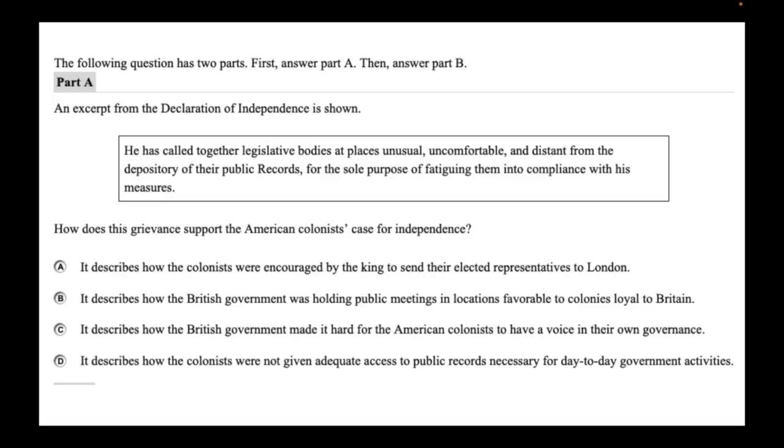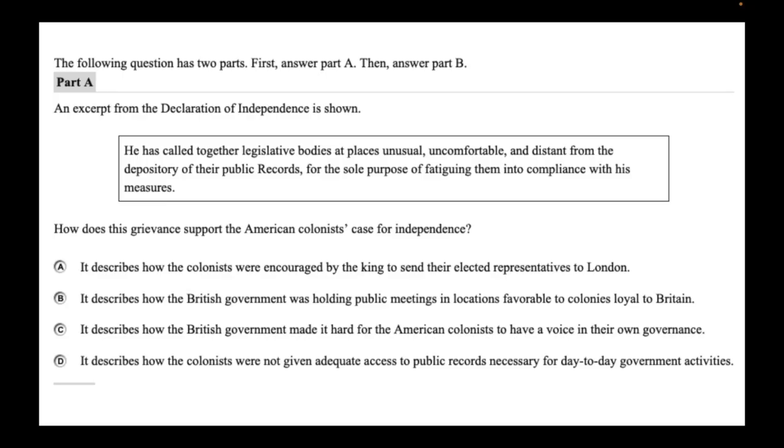Well, what is the grievance talking about? Legislative bodies would be our elected officials. He's calling them together at places unusual, uncomfortable, and distant. So maybe he's calling meetings of people 100 miles away, which would take a long time to get there. It would be difficult to do so. We don't have our records and materials and resources that we need for the meeting. It's going to cost us money to do so. And he's essentially forcing them to comply through this fatigue, or kind of wearing them out.